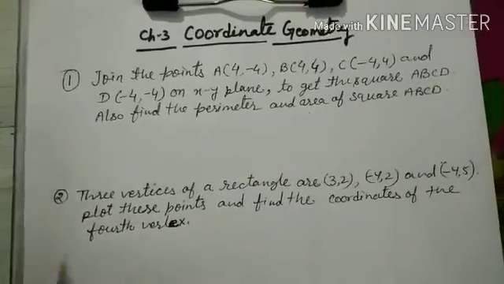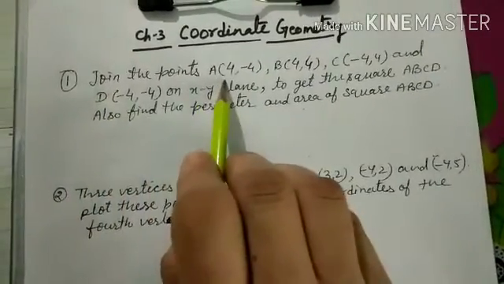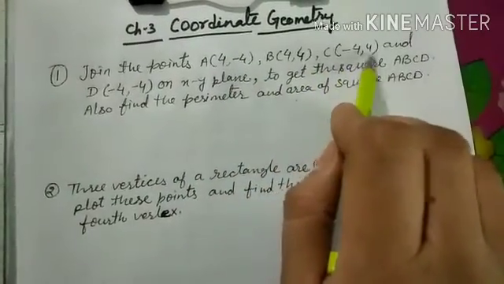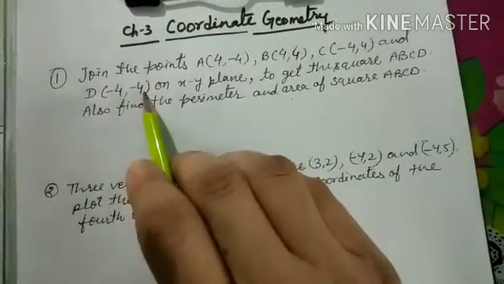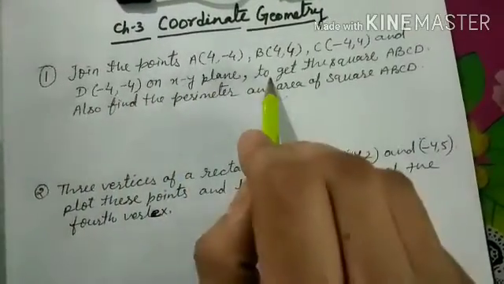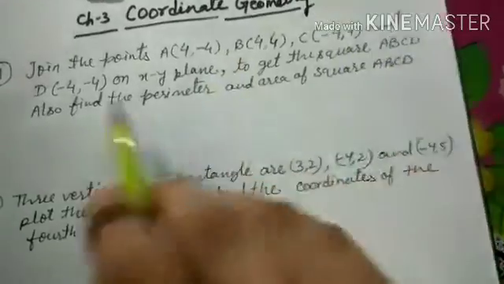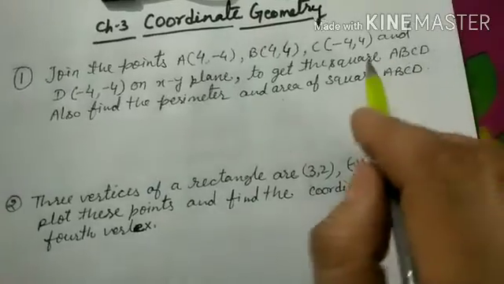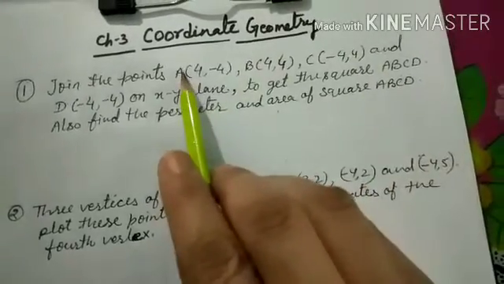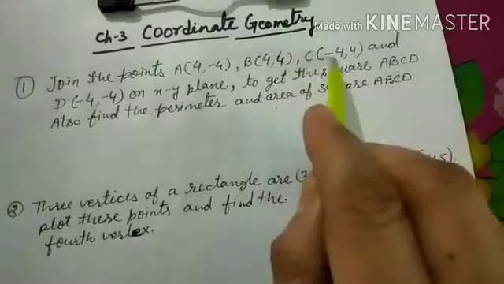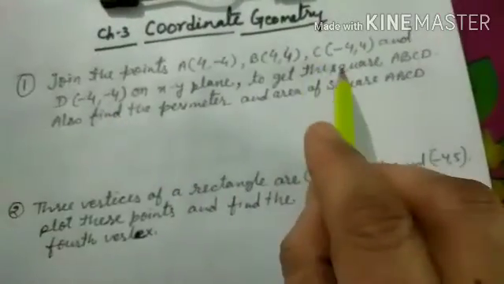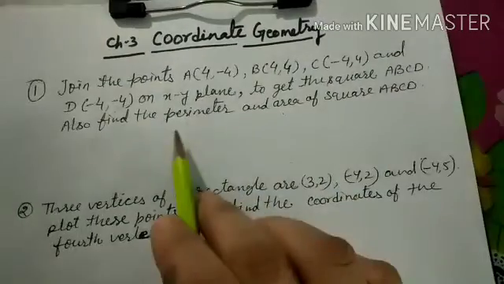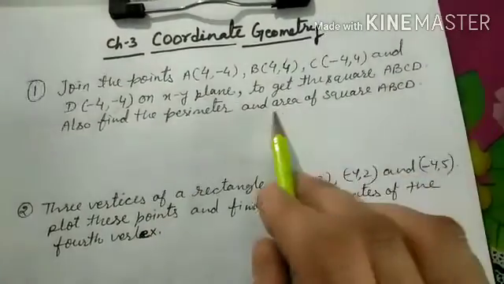The first question we have: join the points A (4, -4), B (4, 4), C (-4, 4) and D (-4, -4) on the xy plane to get the square ABCD. Also find the perimeter and area of square ABCD. Okay students, we need to plot all these 4 points: A, B, C and D. After that, this is the figure we will get, that is a square. We need to find out the perimeter and the area of the square.